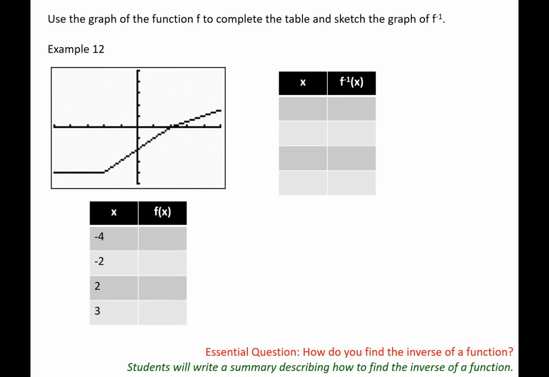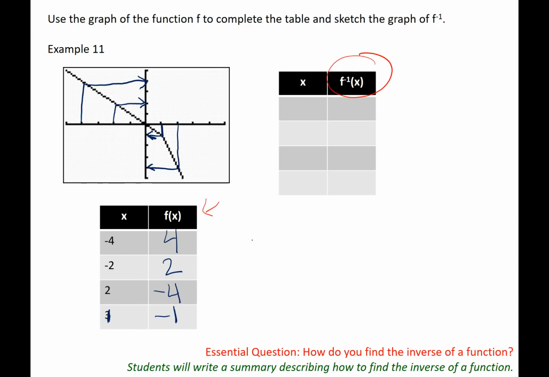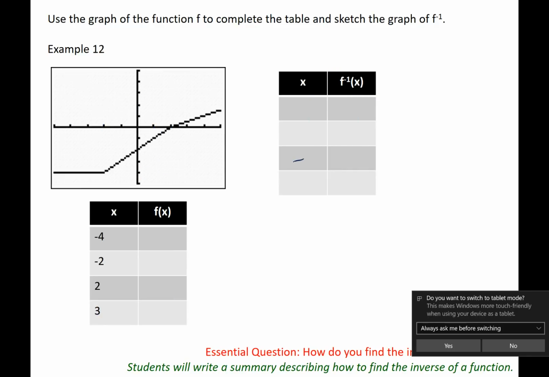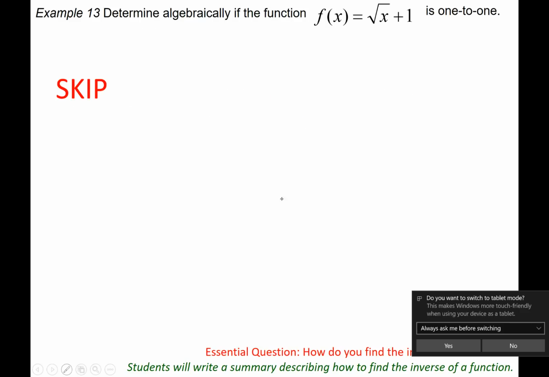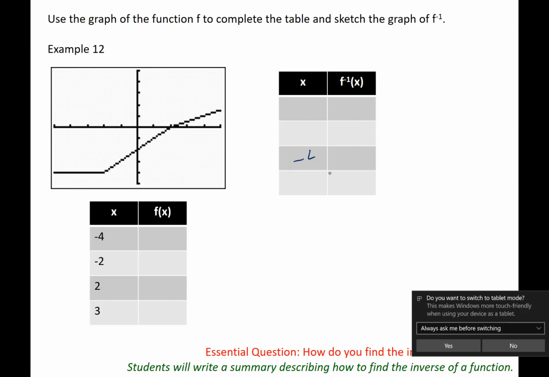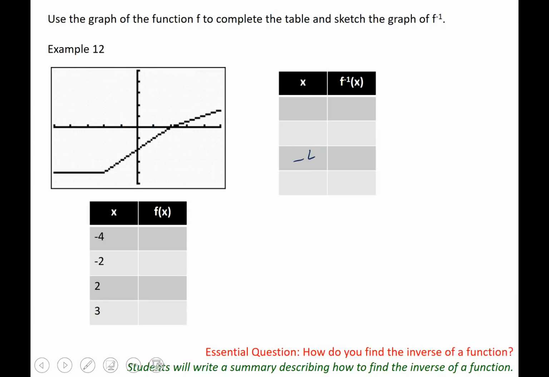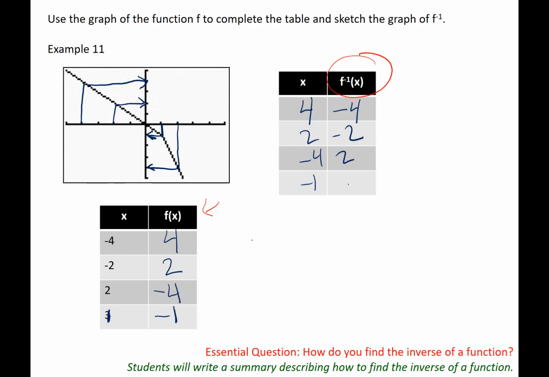All right, so to get the, and this is ridiculous that it keeps flipping like that. Let me try moving this a little bit. Okay, so we need to switch the x and the y values. So in order to get my inverse function, that's our rule. So I'm just going to flip them: 4, -4, 2, -2, -4, 2, and -1, 1.